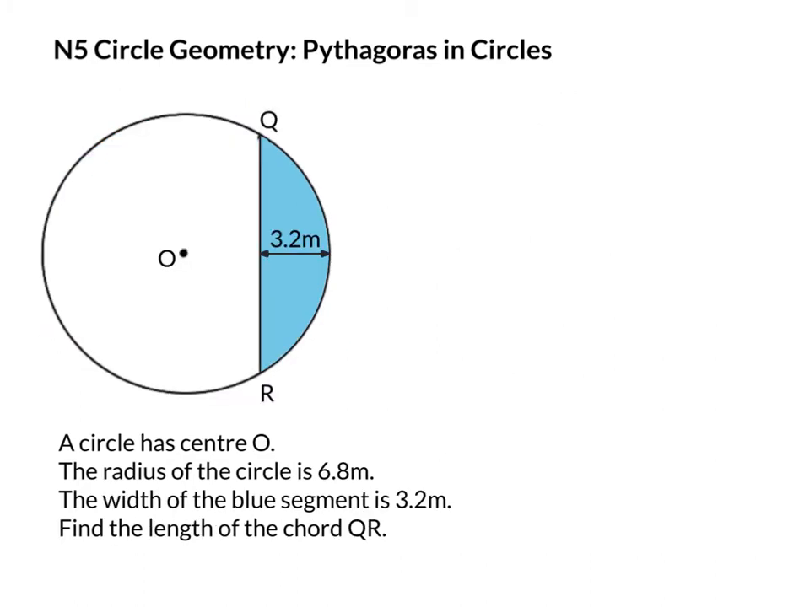Next one. This is also a routine question. We've got a circle has centre O. The radius of the circle is 6.8 metres. The width of the blue segment is 3.2 metres. Find the length of the chord QR. So again, we have got a distance here.